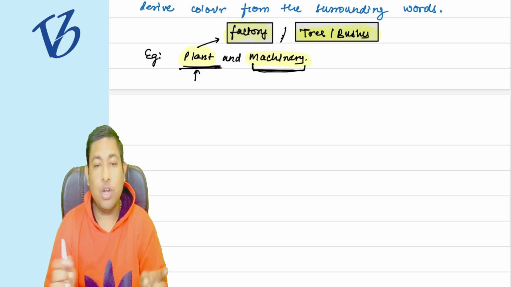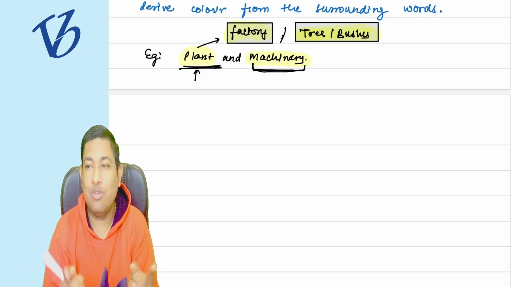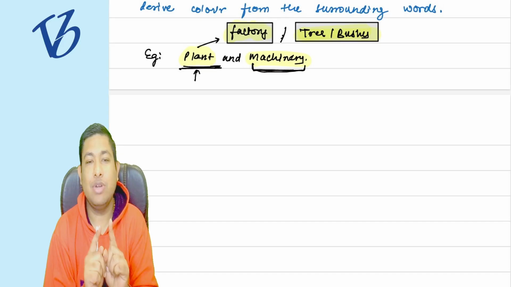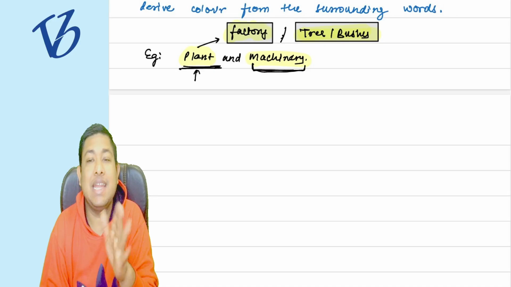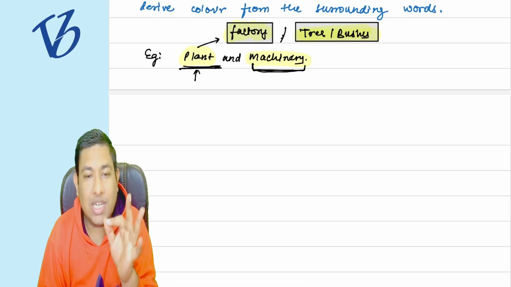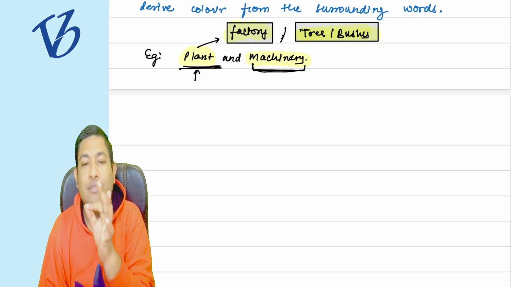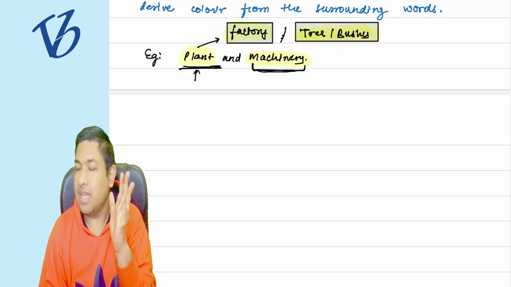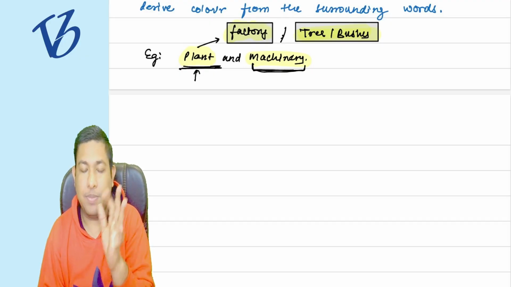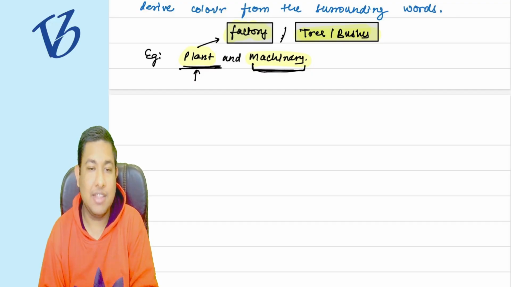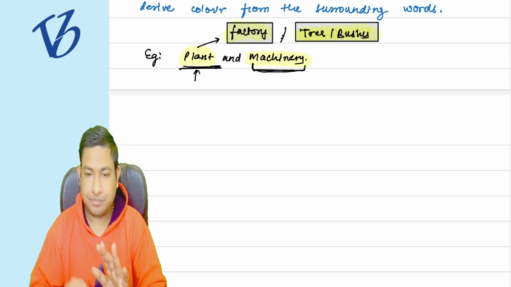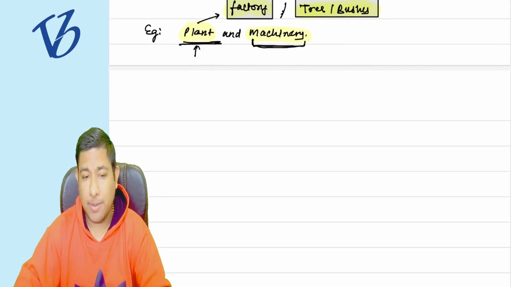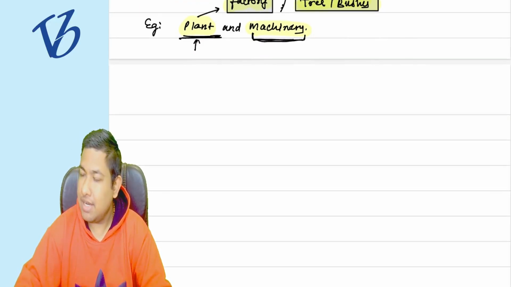Understood or not? So the previous word, which is a generic word, will take color from the word which is already interpreted separately or specifically, like in this particular case, machinery. Understood? Clear? It is very important. Done?